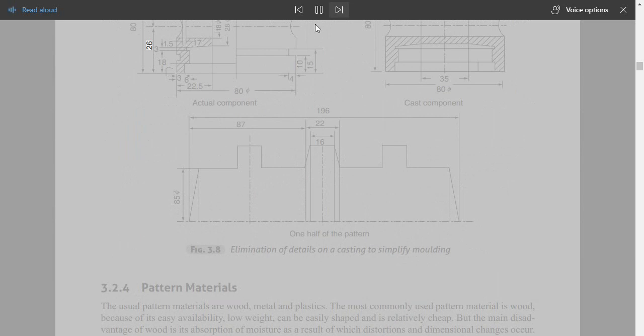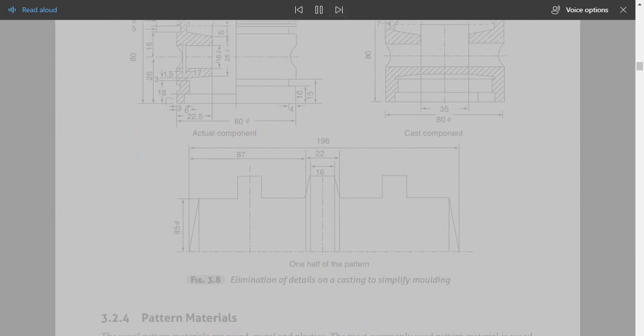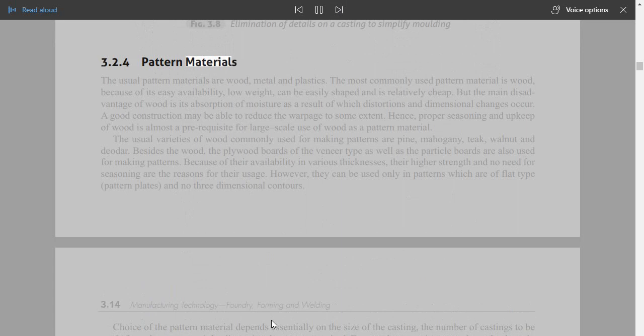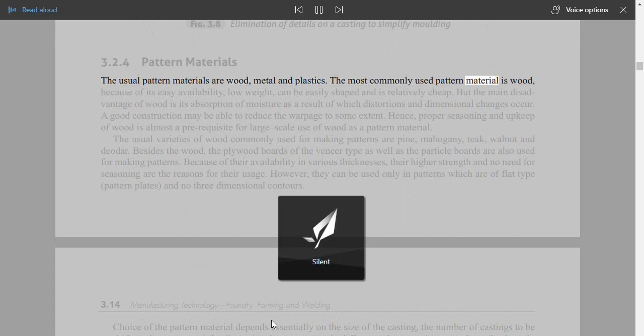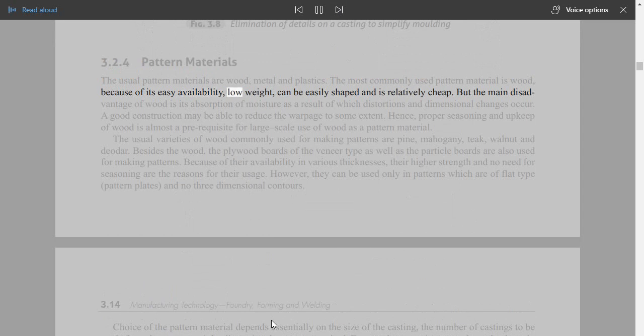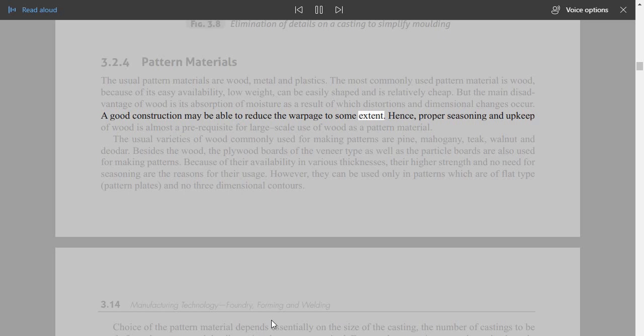Pattern materials. The usual pattern materials are wood, metal, and plastics. The most commonly used pattern material is wood, because of its easy availability, low weight, can be easily shaped, and is relatively cheap. But the main disadvantage of wood is its absorption of moisture, as a result of which distortions and dimensional changes occur. A good construction may be able to reduce the warpage to some extent.